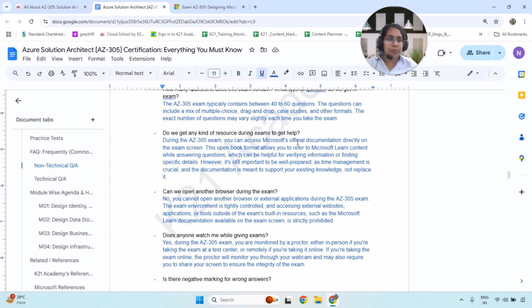This is one thing which they have added, and you won't be able to open any other tab other than MS Learn. You can't browse for your answers or open anything else. Just the MS Learn documents you can access. That's it. Can we open another browser during the exam? No, that is not at all supported. You cannot open any other browser or external applications during any Microsoft certification, I would say.